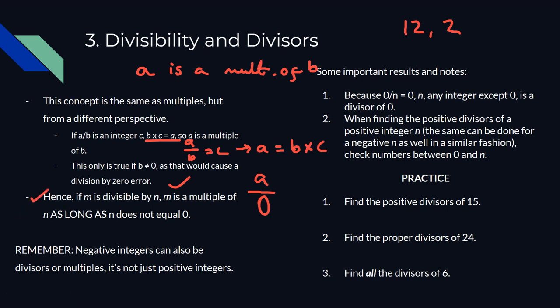Now, we need to remember one thing. Negative integers can also be divisors or multiples. It's not just positive integers. Like negative 7 is a multiple of 1. It is a multiple of 1 because it's 1 times negative 7.